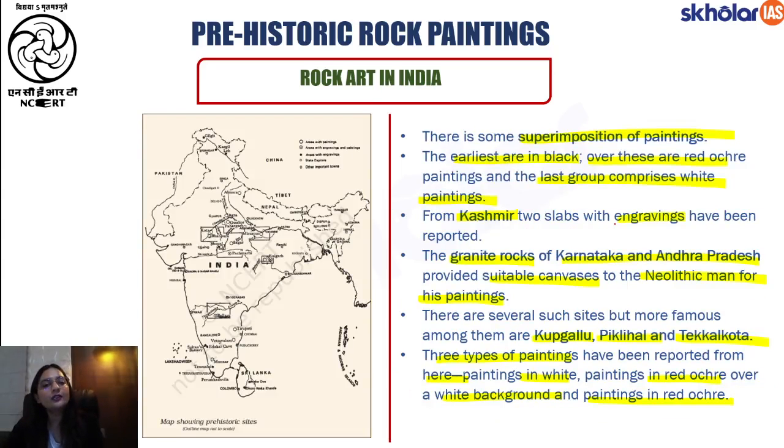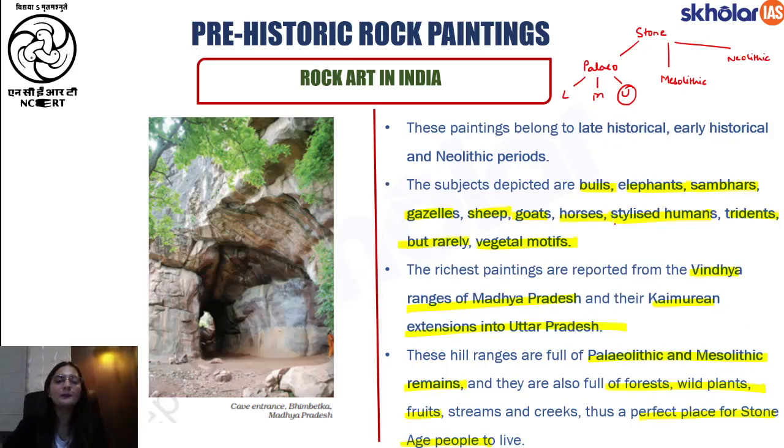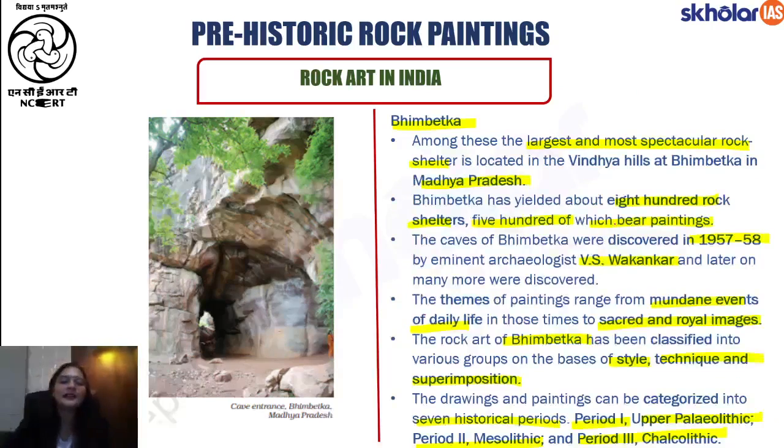Then students, we had understood about the concept of superimposition of paintings and how it helps us in defining the timeline of the paintings that are presented in our country. Then students, we had understood about the themes that are depicted in the rock art in India, wherein we had understood that what all animals are depicted and how they are important in understanding the fauna of that time period.